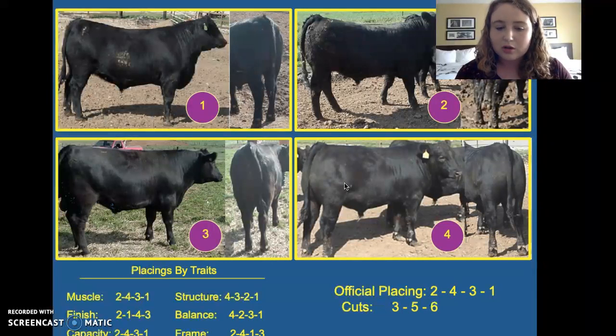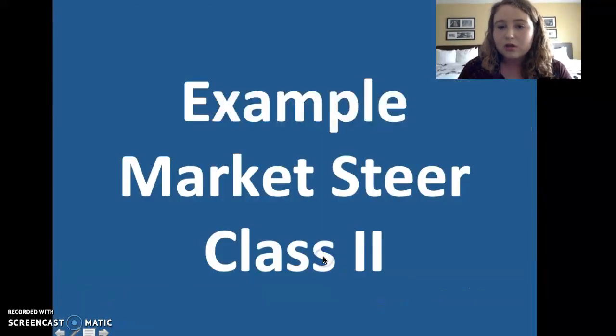We threw him to the bottom. He was the lightest muscled. He was poor structured. You can see how he's just really unbalanced as well. And then in our middle pair, we placed 4 over 3. Muscling is the main thing that places 4 over 3. So hopefully you wrote those down.